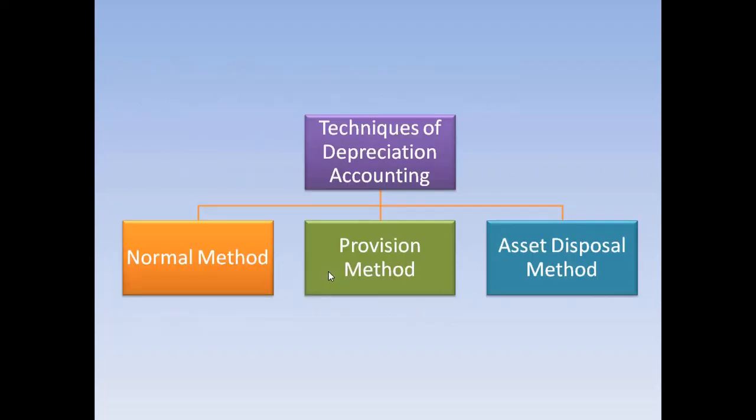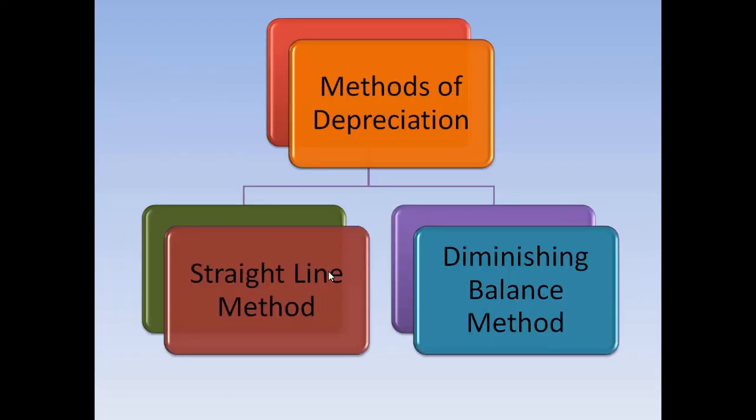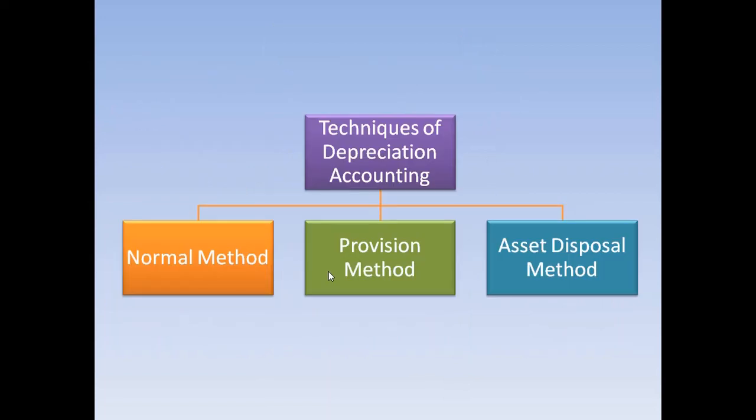Okay, now after that there come the techniques of depreciation, I mean the depreciation accounting technique. So what are the techniques? How you do the accounting. Now you know the methods. Fine. Straight line method, diminishing balance method. Understood. But how to implement these now? How are we going to use it? So there must be some kind of technique, isn't it? So these are the techniques. Number one, normal method. Number two, provision method. Number three, asset disposal method.